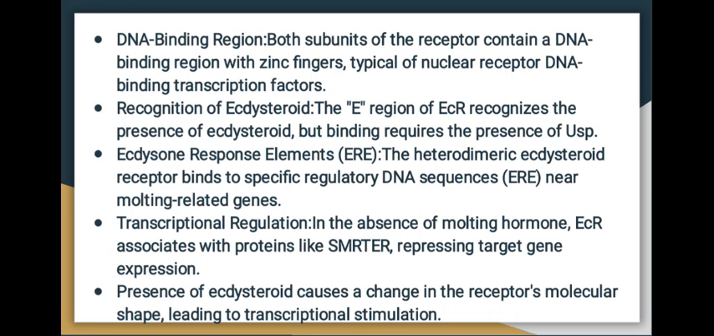In the absence of molting hormone, this ECR is associated with proteins like SMRTER. This SMRTER protein is present when molting hormone is absent. So ECR is associated with SMRTER when molting hormone is absent. That will help in the repressing activity of target gene expression.